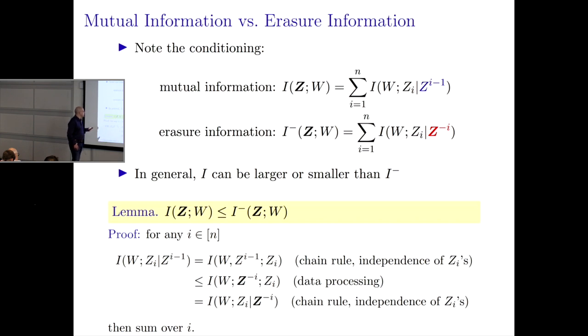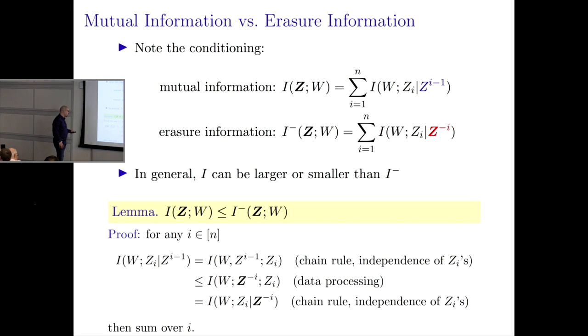In general, you can come up with examples where either the mutual information or the erasure information is larger, or they can be equal. But in our case, the training data form an IID sample, and in that case you can actually show the mutual information is smaller. How can you do it? It's a simple exercise.